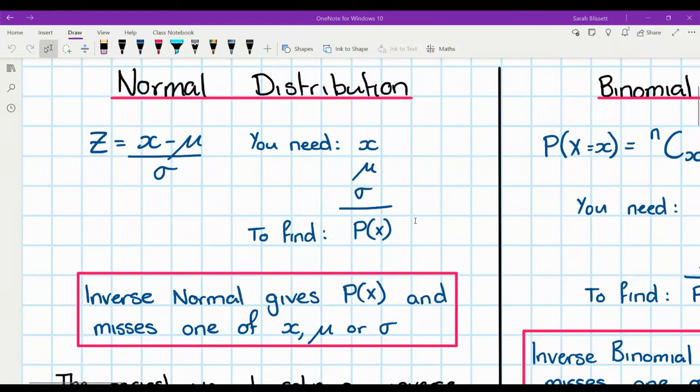In this video, we're going to look at the normal distribution and specifically inverse normal. So we know from our normal distribution formula that we've got z equals x minus mu divided by sigma, the standard deviation. So you need to make sure you've got a value, your mean, and your standard deviation to find the probability. In inverse normal, it actually gives you the probability of x. So it gives you your solution, and it's actually missing one of x, the mean or the standard deviation. So we're going to look at those three examples.